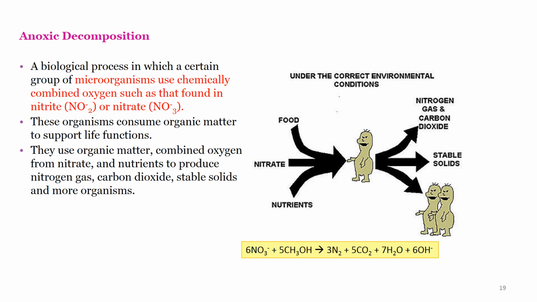Okay, next is the anoxic decomposition. So a biological process in which certain groups of microorganisms use chemically combined oxygen, such as that found in nitrate and nitrite. So untuk case anoxic decomposition, basically dia adalah pertambahan nitrate dan nutrient. So daripada sini akan the organic matter will use the oxygen from the nitrate and nitrite to produce nitrogen gas, carbon dioxide, stable solid, and more organism lah.